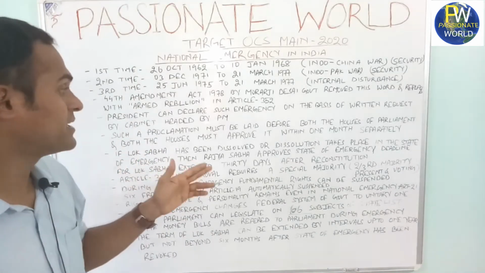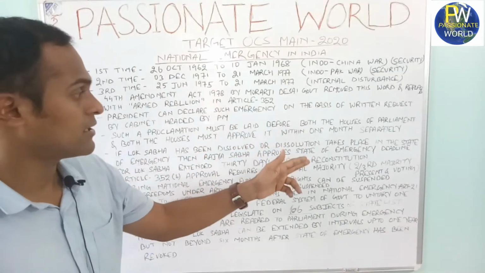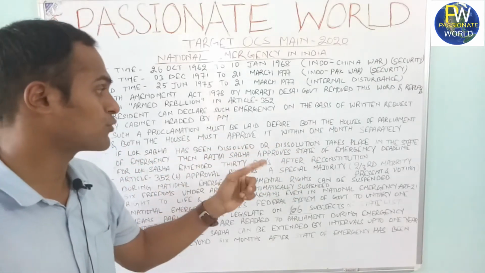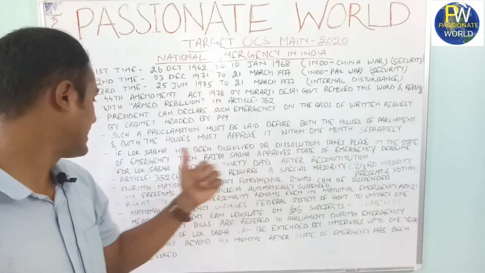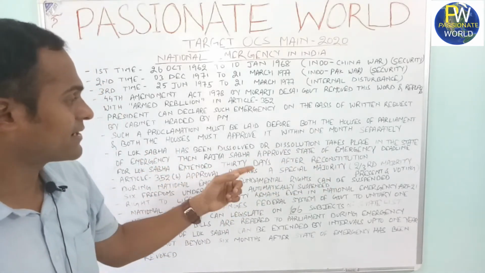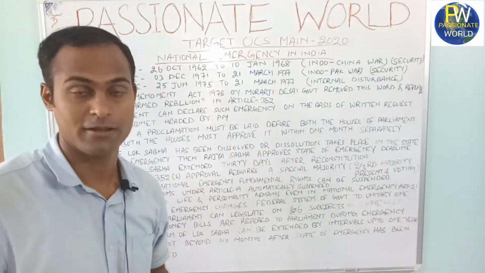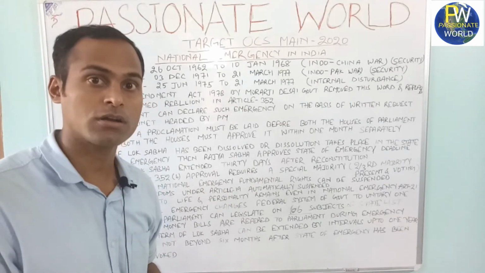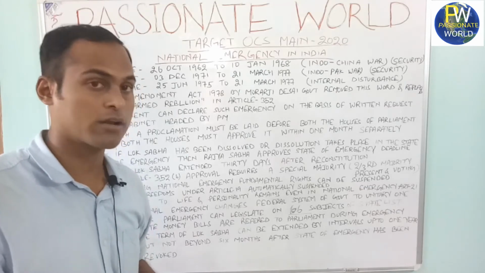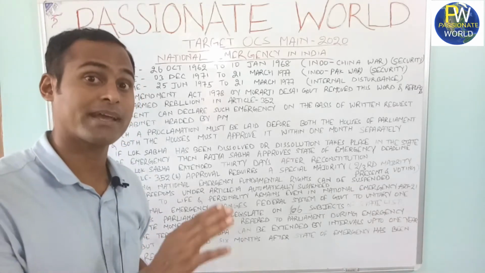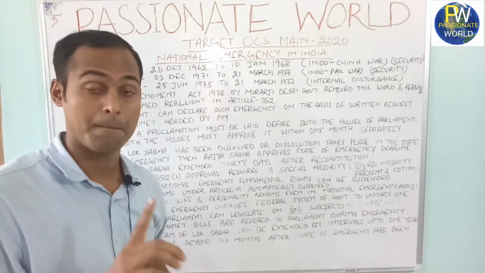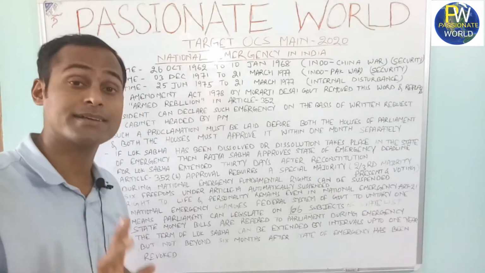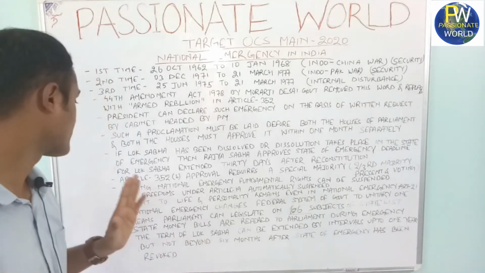If the Lok Sabha has been dissolved or dissolution takes place during the state of emergency, then the Rajya Sabha approves the state of emergency. The deadline for the Lok Sabha is extended to 30 days after reconstitution. That means if the Lok Sabha is either dissolved or not held, then the Rajya Sabha can pass the emergency, but the Lok Sabha has to pass it within 30 days of its reassembly.